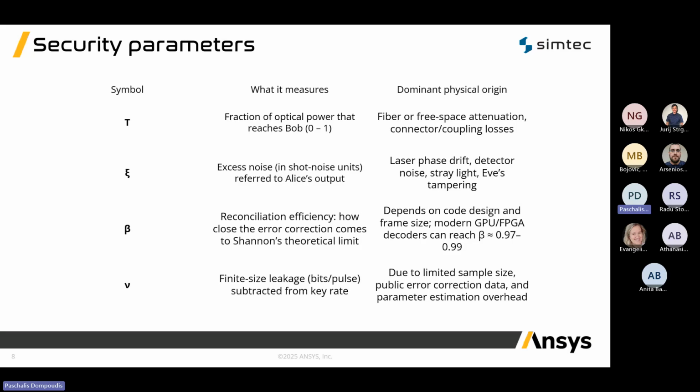The next parameter is beta, the reconciliation efficiency. It tells us how effectively Alice and Bob can correct their errors without leaking too much information. And lastly, V accounts for finite size effects. In real-world systems, we only exchange a limited number of quantum states. That statistical limitation introduces uncertainty in how well we can estimate the channel's behavior. Together, these four parameters are essential inputs to any secure key rate calculation.